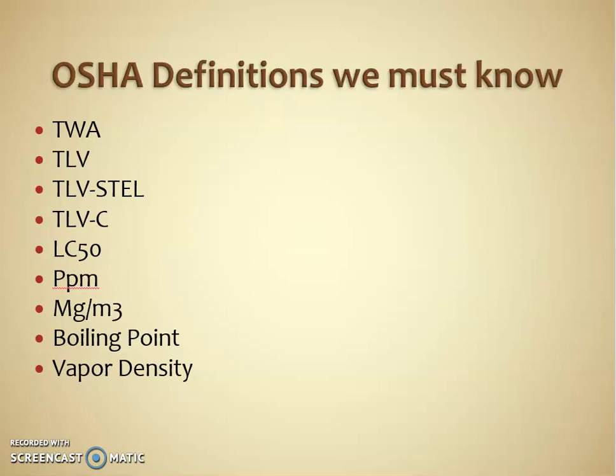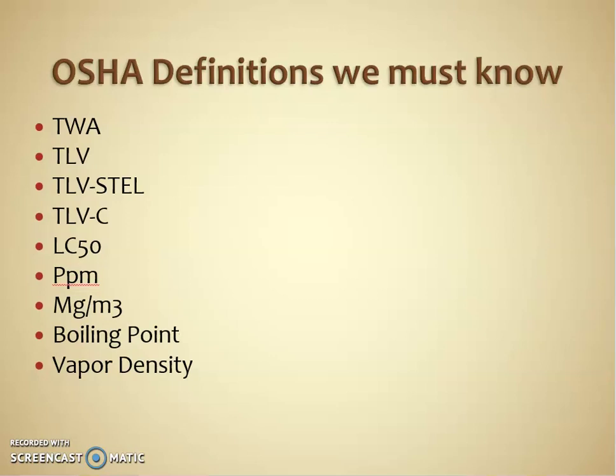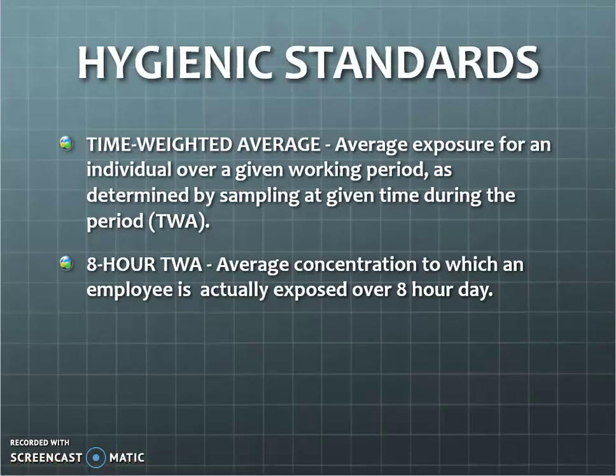Prior to us beginning, there are several OSHA definitions that we must know. First, we have TWA, which stands for time-weighted average. The time-weighted average, and I'm going to switch on the slides for a moment, is the average exposure for an individual over a given working period as determined by sampling at a given time during the period.